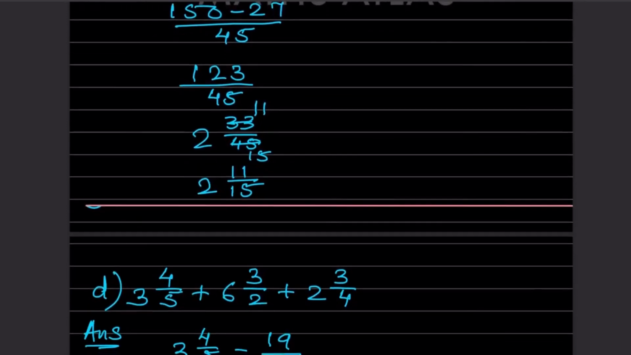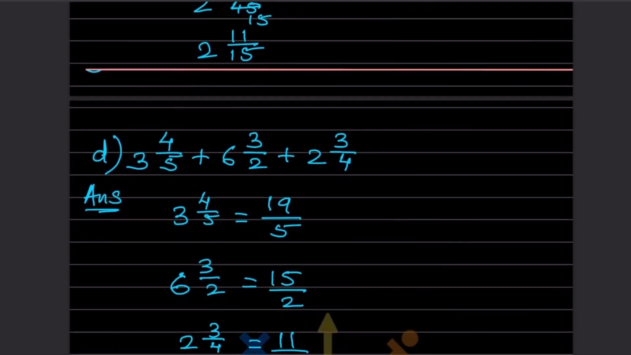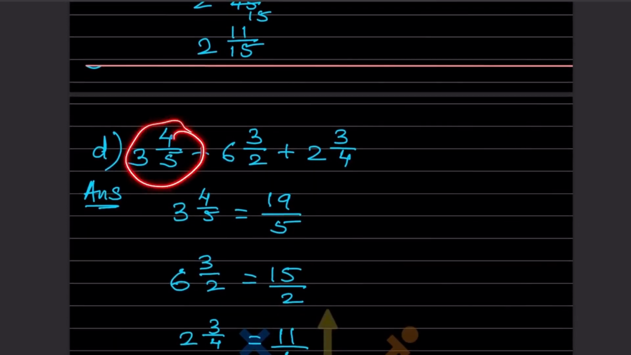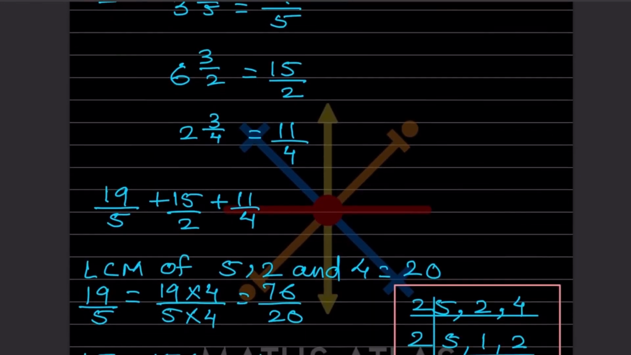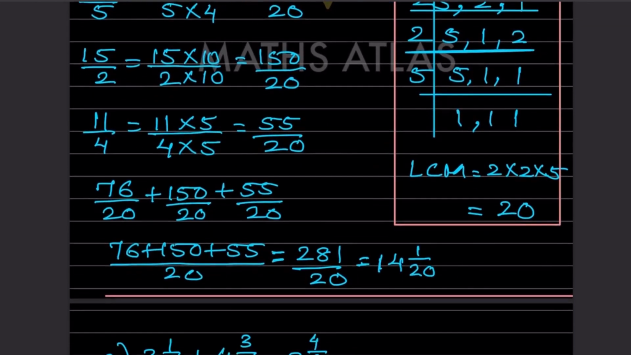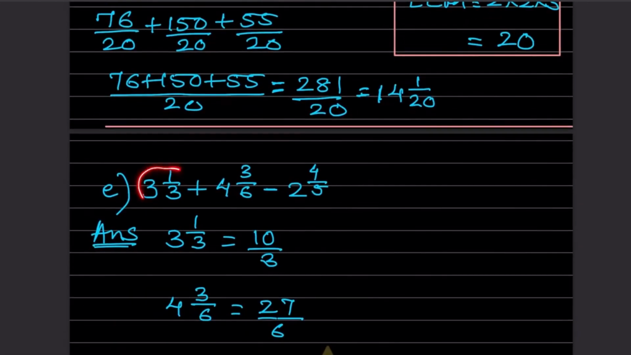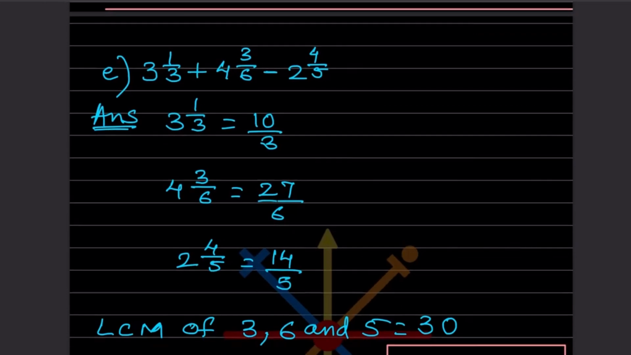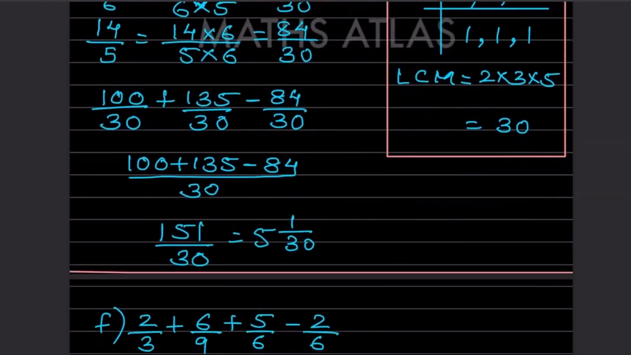You will look at the problem. Here the only difference is what? You have to make the mixed fraction an improper one, and then you have to look at the LCM and then add it. So same method. Again here, you have to make the mixed fraction improper, and then you have to add and subtract. Same thing that we did in the previous problems.